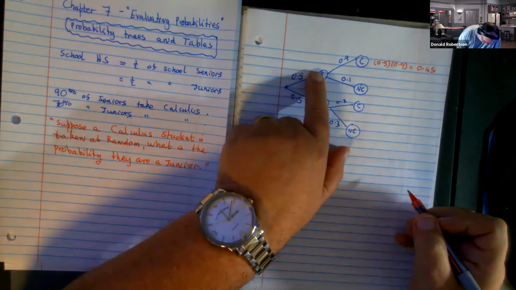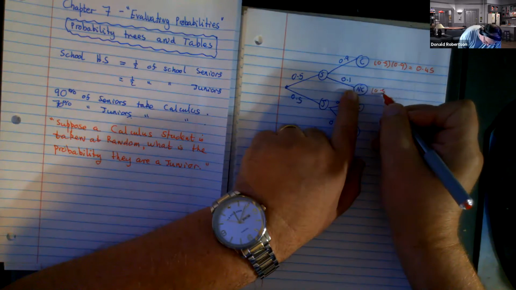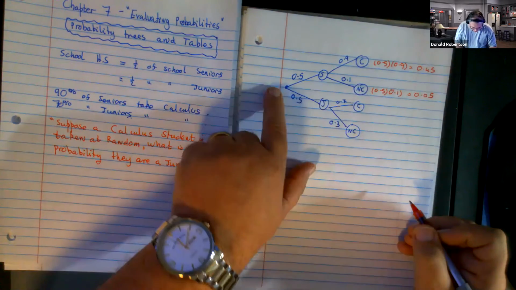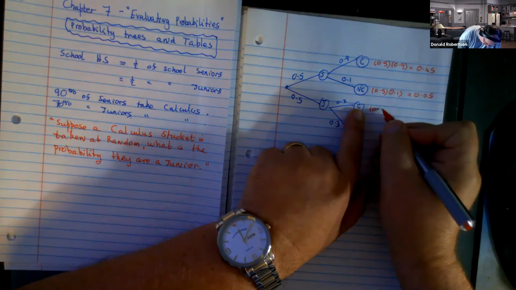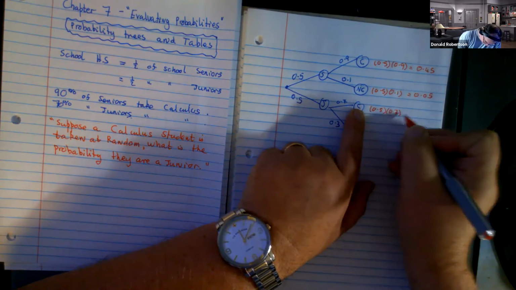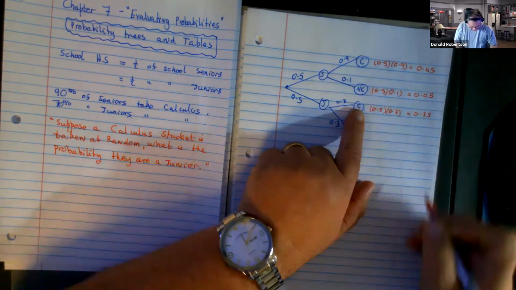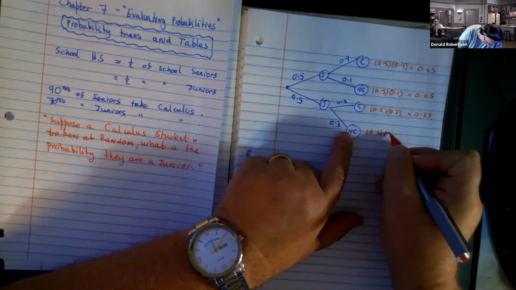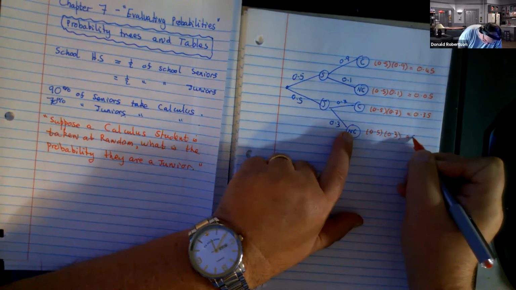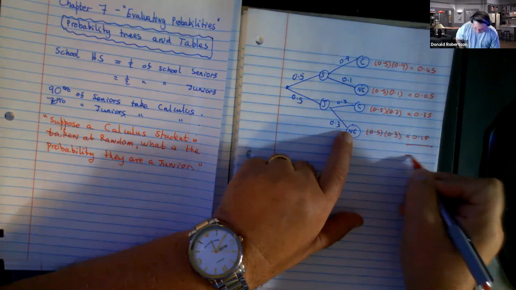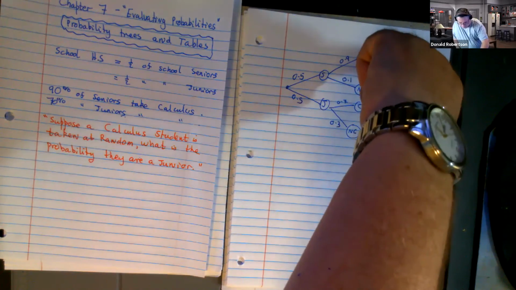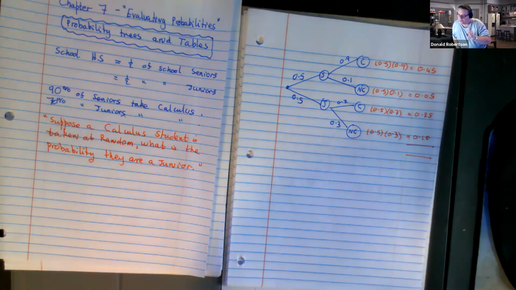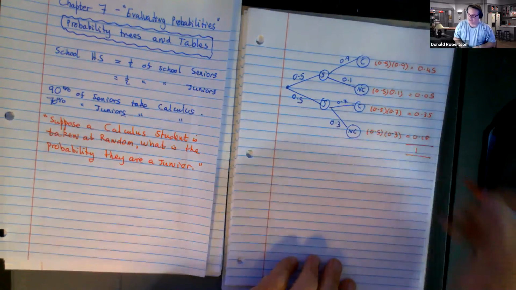A senior who doesn't take calculus is going to be 0.5 times 0.1, and that ends up being 0.05. A junior who takes calculus is 0.5 times 0.7, so that's 0.35. And a junior who doesn't take calculus is 0.5 times 0.3, and that is 0.15. And shouldn't I do a little check at the end? And my little check at the end is, what should all the branches of the tree add up to if you do it correctly? Right, Lauren's saying 1. We agree? 1 it is. And guess what? It is.